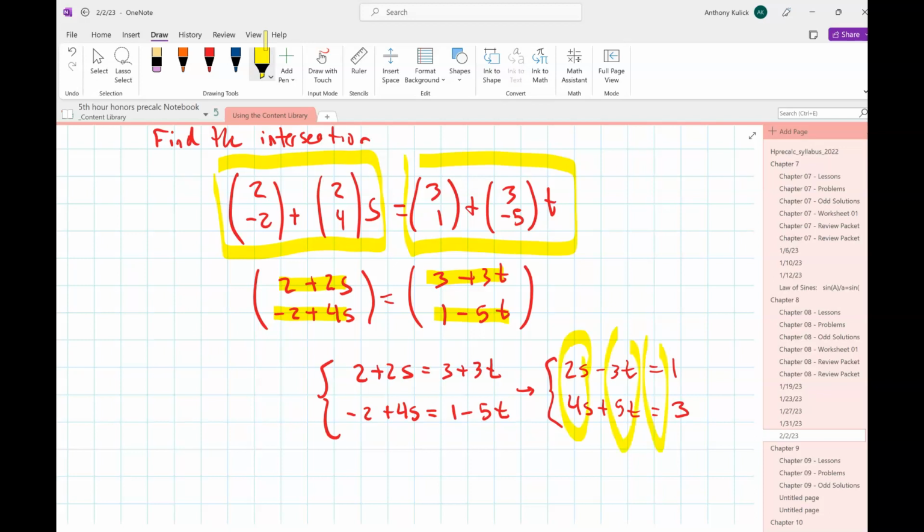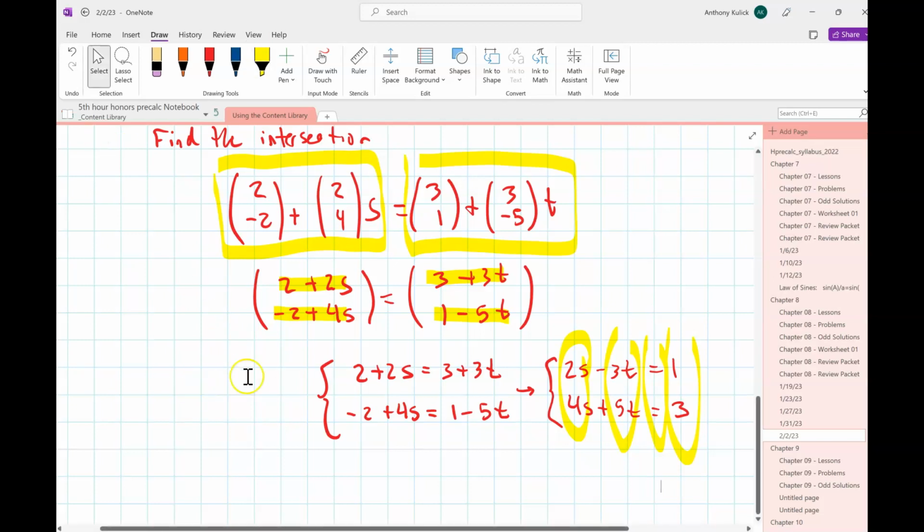Remember, for the system to be formatted properly to type this into a matrix, the variables have to line up vertically. So s's have to be on top of s's, t's on top of t's. The equal sign has to be in the same place, and the solution has to be the last thing. All has to line up.